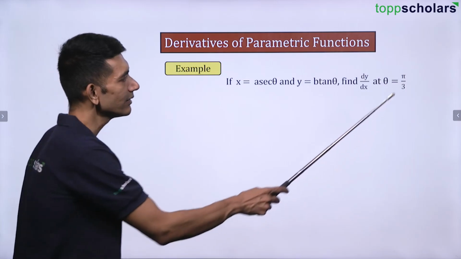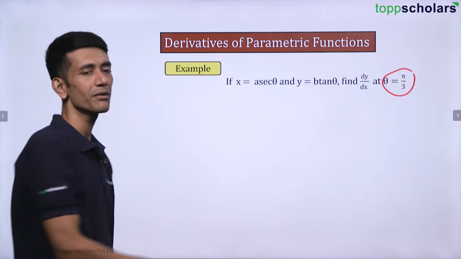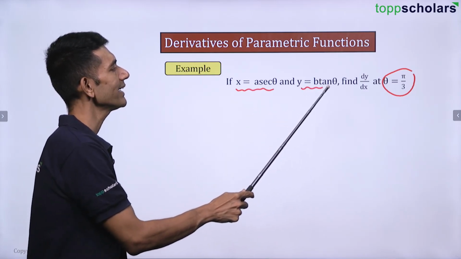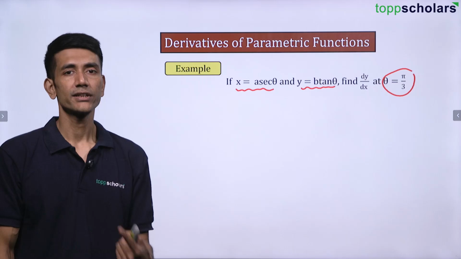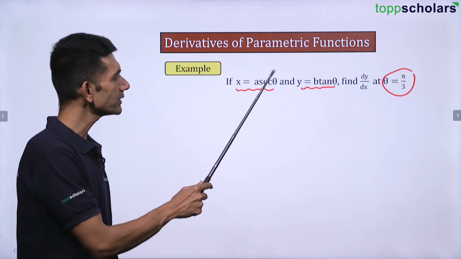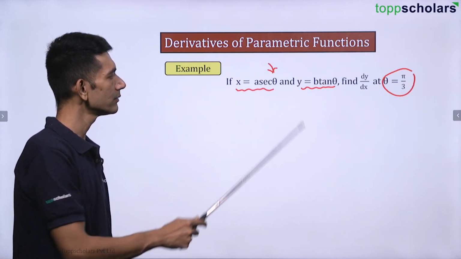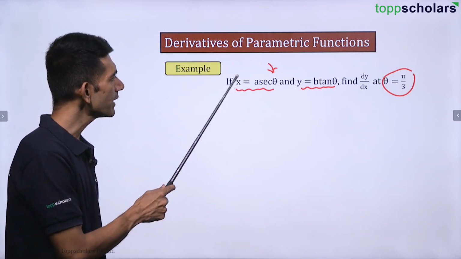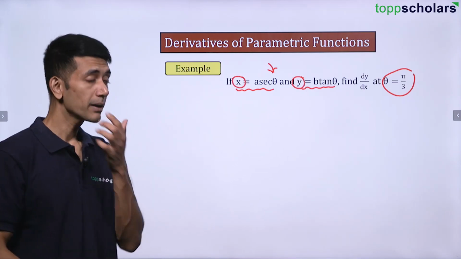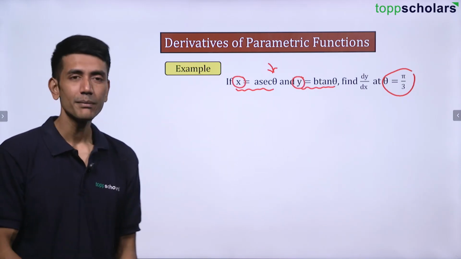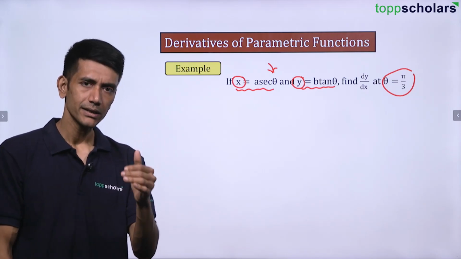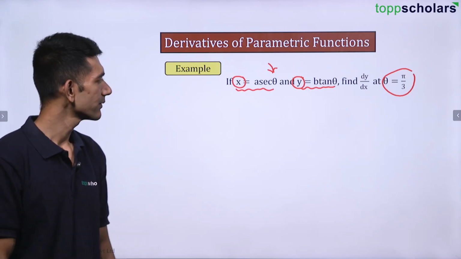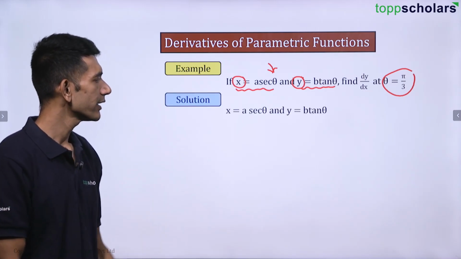Okay. Again, interesting question. The value of theta is given pi by 3. X is equal to a sec theta. Y is equal to b tan theta. Now, what will you differentiate this with? Obviously, you differentiate with respect to theta, right? Previously, it was t, so we differentiated with respect to t. So this will become dx by d theta, that will become dy by d theta. Dy by d theta by dx by d theta, that will give you dy by dx. Correct? Okay.